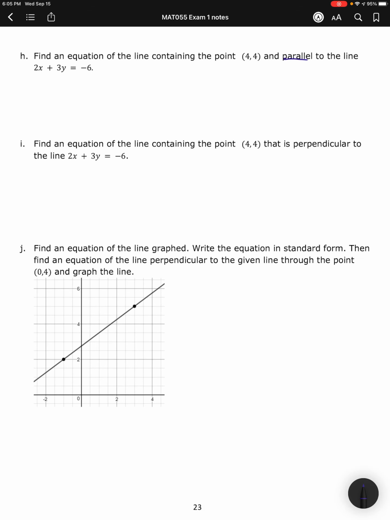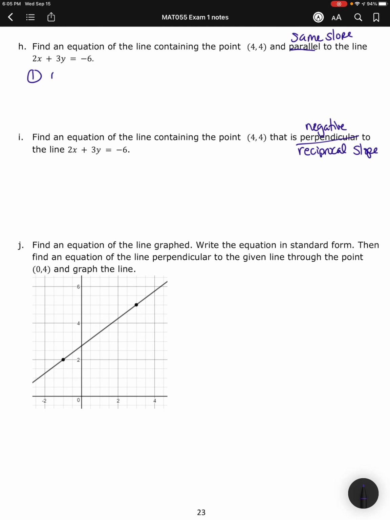All right, parallel and perpendicular. So parallel just means they have the same slope. Perpendicular means they have the negative reciprocal slope. And I'll talk about what that means when I get there. So first we have to find the slope of the line given.